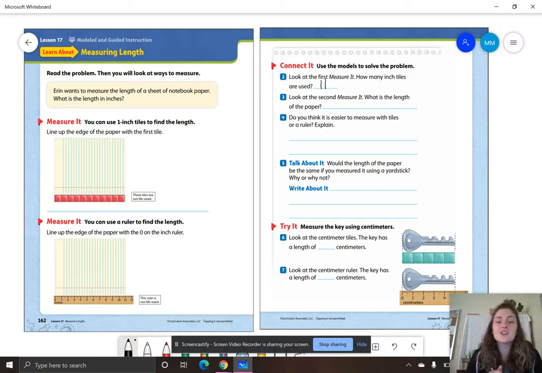Number 3 says look at the second measure it. What is the length of the paper? When we are measuring the length with a ruler, we start with the 0. And then where did we end our measurement? 11 inches. All right, so was it the same as the first measure it? Yes, but let's look at number 4.